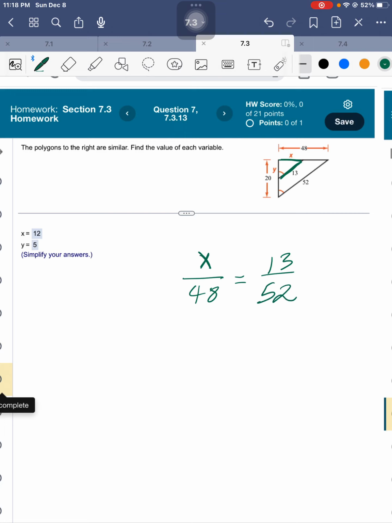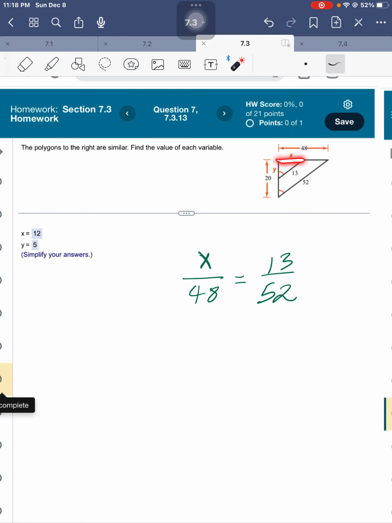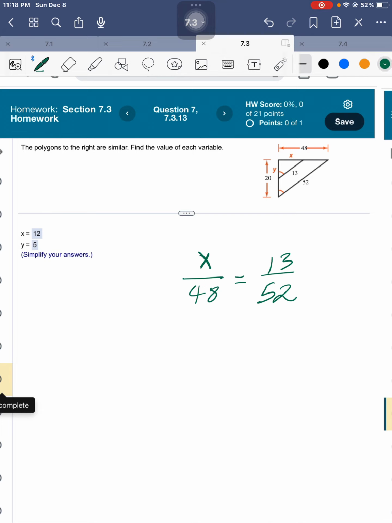Yeah, my x is to the 48 as my 13 is to the 52. Here, I'm gonna show you guys what I did because this one's kind of confusing. This x side length corresponds to this one, and this 13 corresponds to this one. That's what I did there. My x and my 13 are on the same triangle, so I put them across from each other. My 48 and 52 are on the same triangle, so I equated them across from each other.